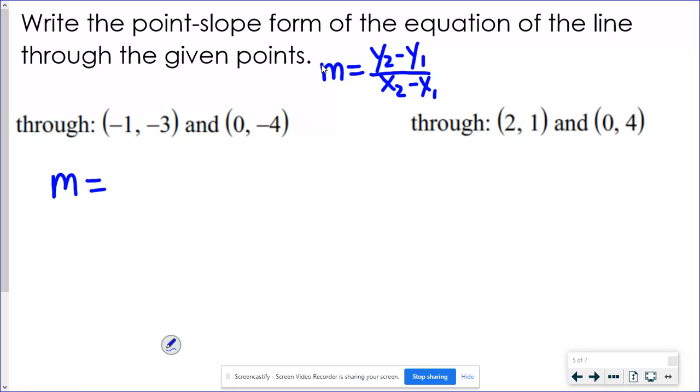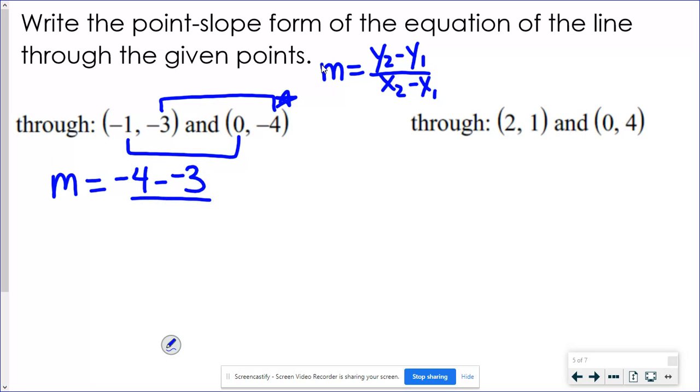So my slope, I'm subtracting the y's on the top, subtracting the x's on the bottom, right? We can start with this ordered pair because, again, I think that's how most students like to do that. So I would have -4 minus -3. Those are my y's on the top. And then my x's are on the bottom. 0 minus -1. So we'll do a keep, change. And I get that my slope is -4 plus 3 is -1, 0 plus 1 is 1. So my slope is just -1.